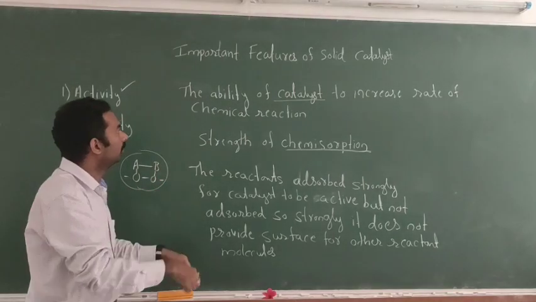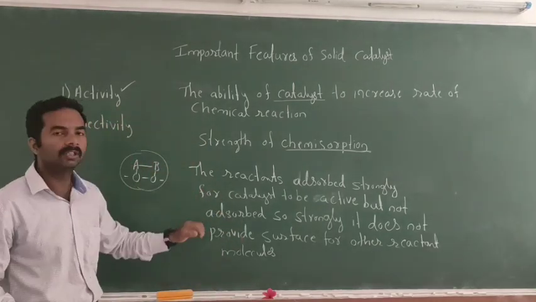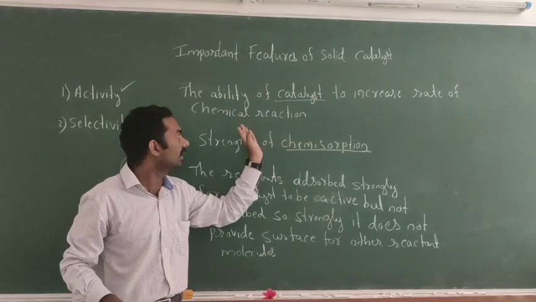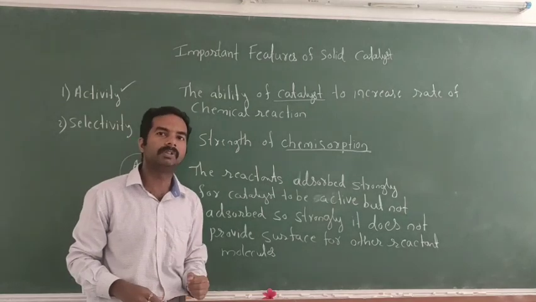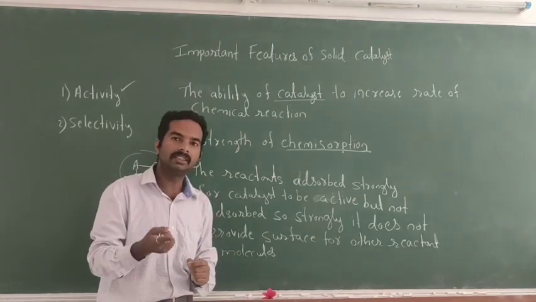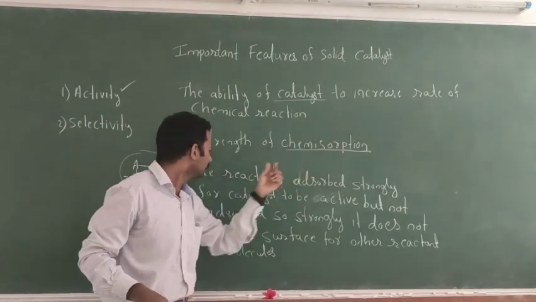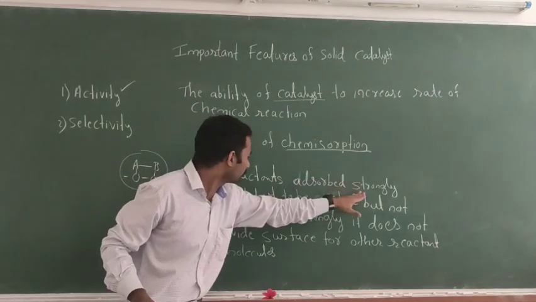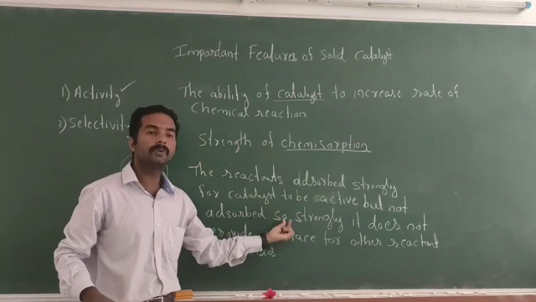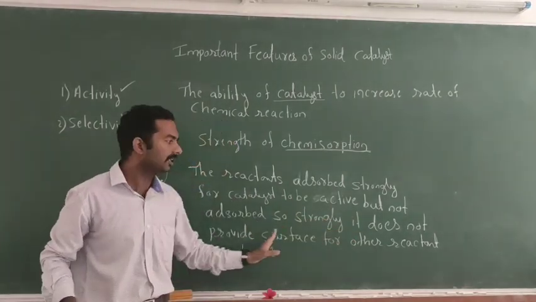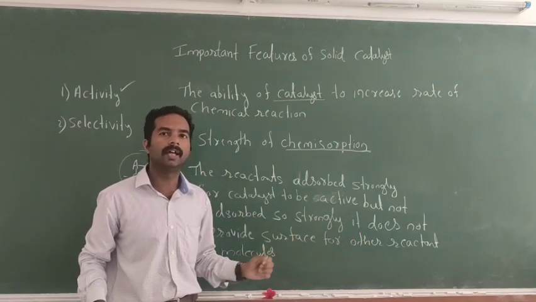So this is about the activity. So here I will repeat once again. Activity means the ability of catalyst to increase rate of chemical reaction. So this is called as activity. So here the activity of catalyst depends on chemisorption. So here the reactant adsorbs strongly for the catalyst to be active, but not adsorb so strongly, it does not provide surface for other reactant molecules. So this is about the activity.